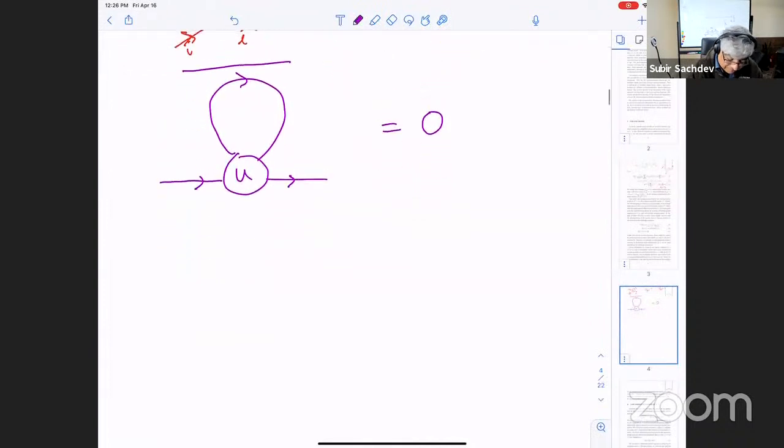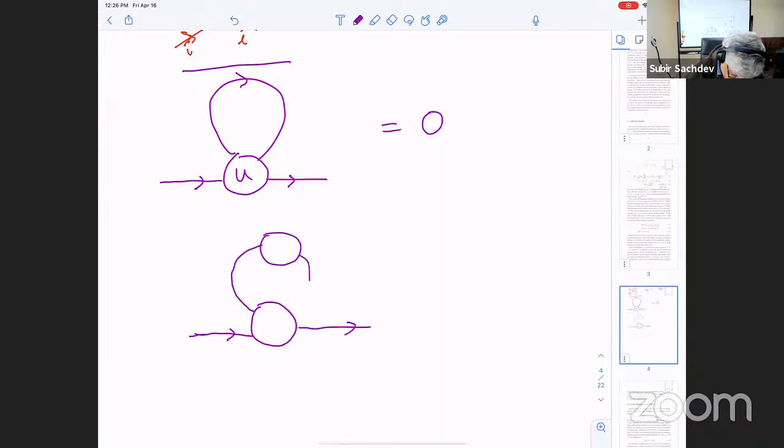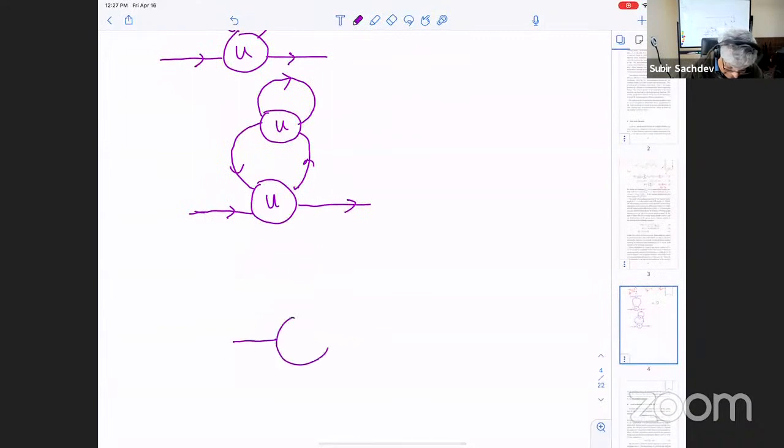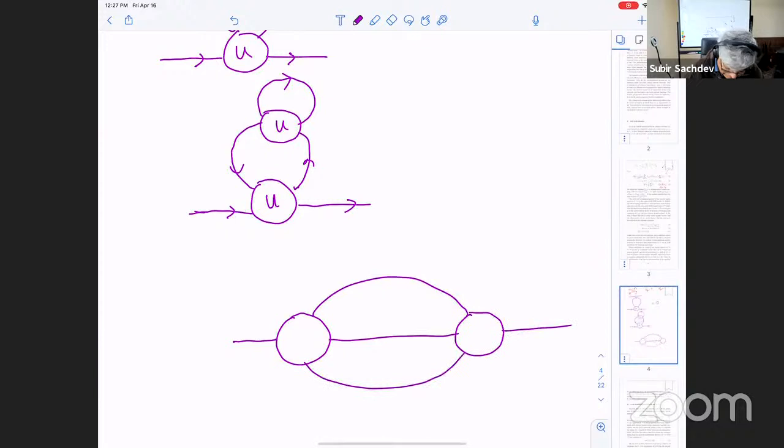So you can imagine writing down various diagrams. You can have something like this, I suppose. Right, okay. So that's one diagram of order U squared. And another one is this diagram. You have a U here and a U here.